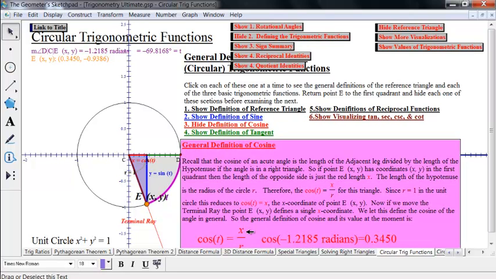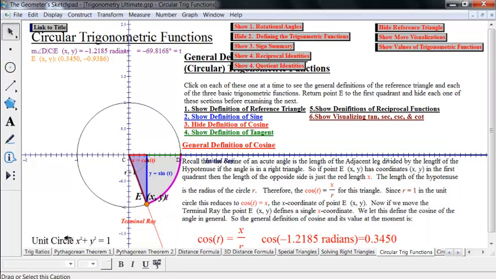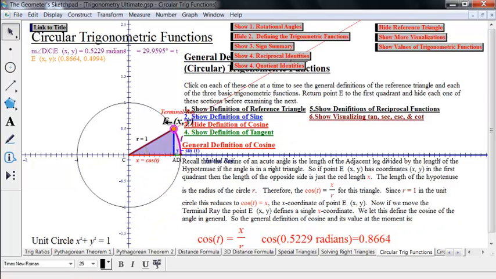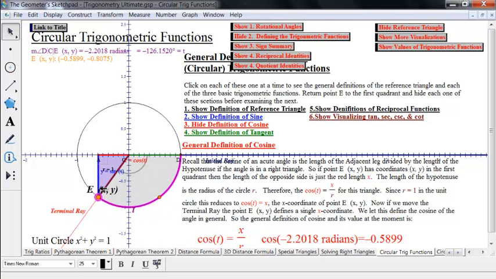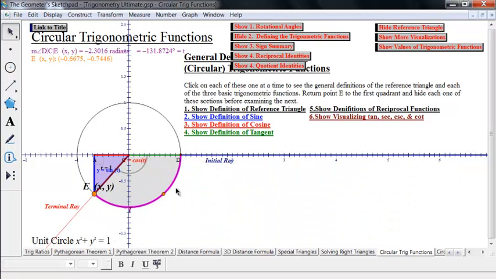And the cosine, similarly, is the x over r, because since r is 1 in this case, it is this x value right here, which we see right now is a positive value, and it's about 0.345. But no matter where we are, we have x and y's. So sine and cosine are defined for any real number angle measure.